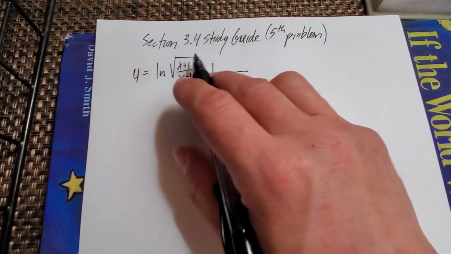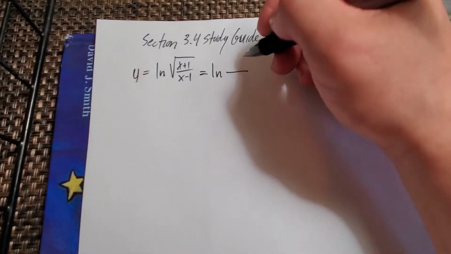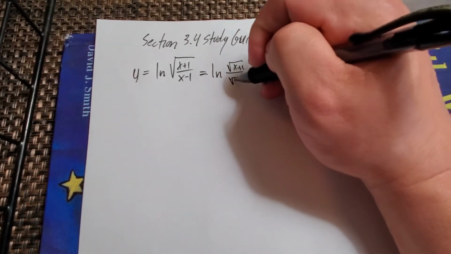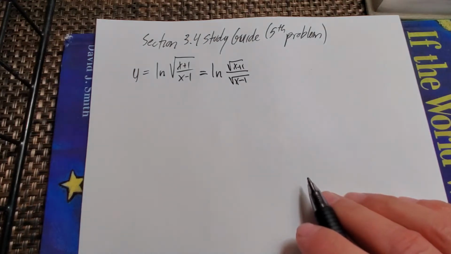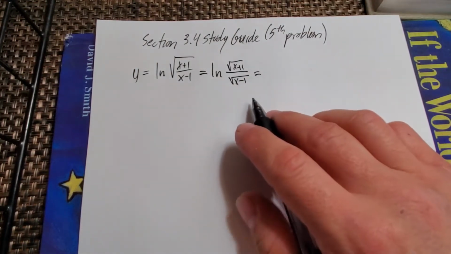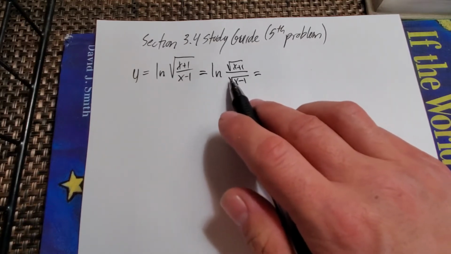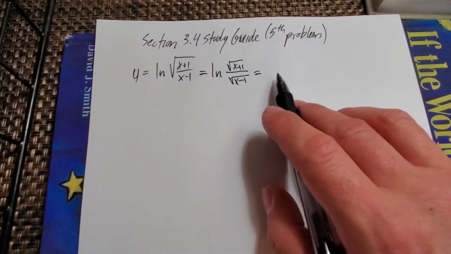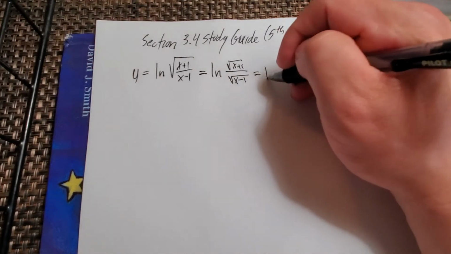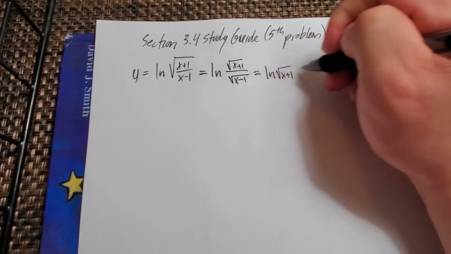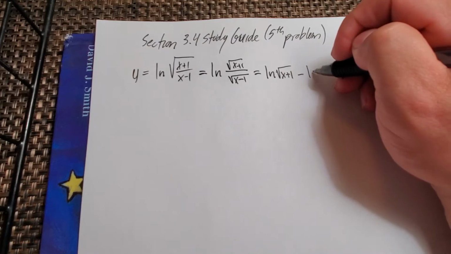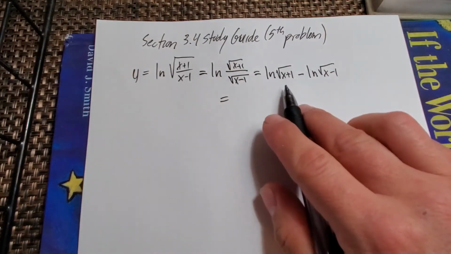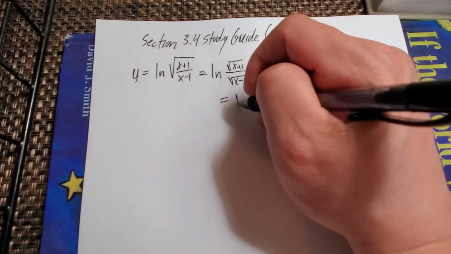So instead of log of root x plus 1 over x minus 1, I'm going to end up with log of root x plus 1 over root x minus 1. Now I'm going to use the quotient property of logs to break this log up into a difference. So log of a over b equals log of a minus log of b. So this is going to turn into this. I'm also going to rewrite these square roots as exponents.